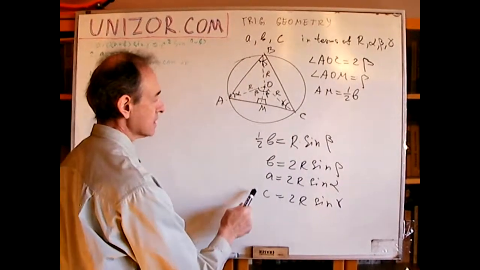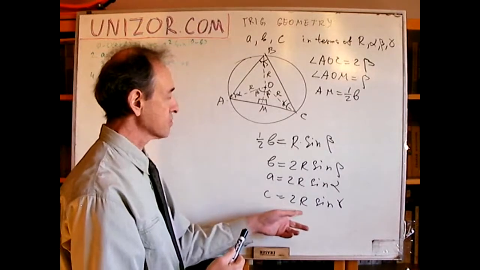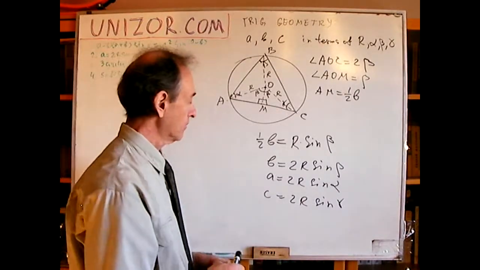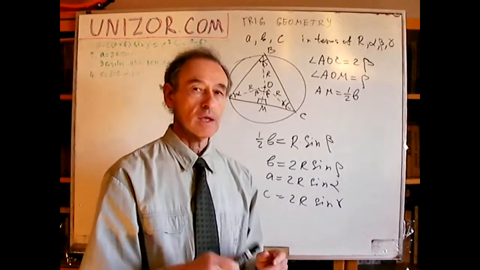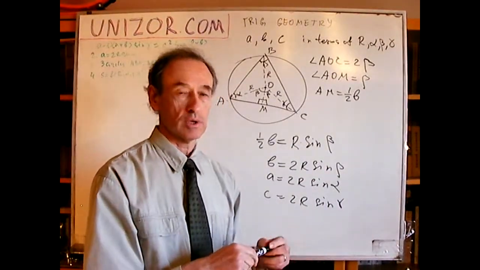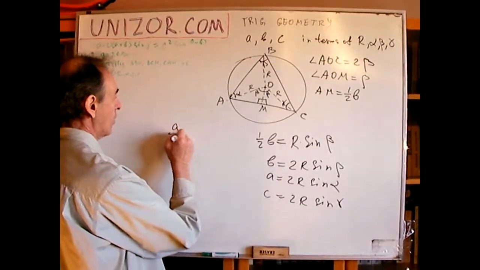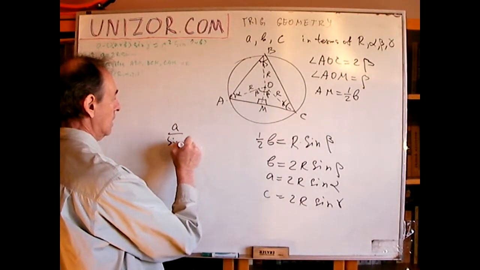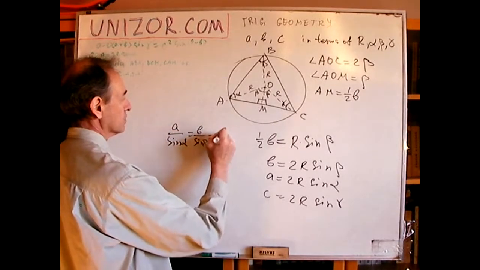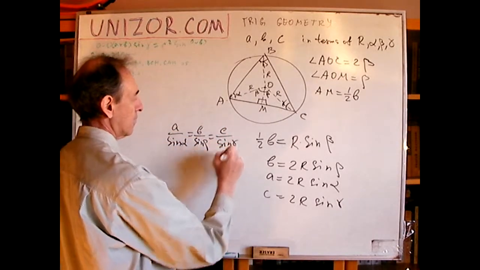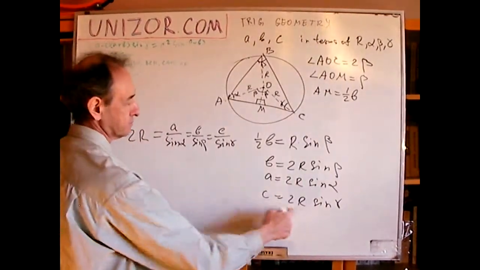So this is how the sides are expressed in terms of the radius of the circumscribed circle and angles. Now, let me go back to the law of sines. The law of sines says that A over sine of alpha is equal to B over sine of beta, equal to C over sine of gamma. Now I can put that equal to 2R, right?